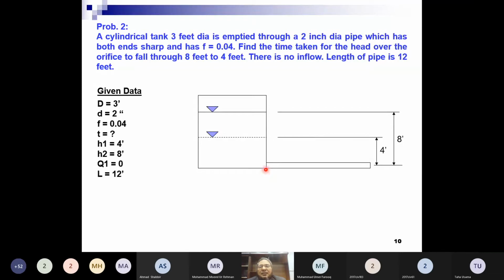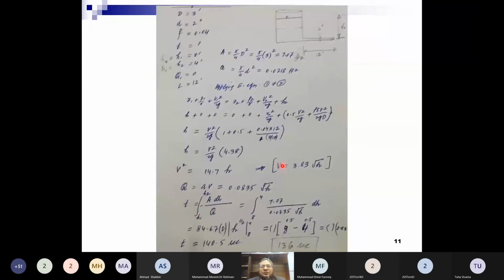Then the next loss would be loss of head due to friction. And how can we compute that loss? How do we calculate the major loss? Darcy-Weisbach equation. Very good. By using the Darcy-Weisbach equation, f L V square over 2 g D. All right, now the solution of this problem is here.